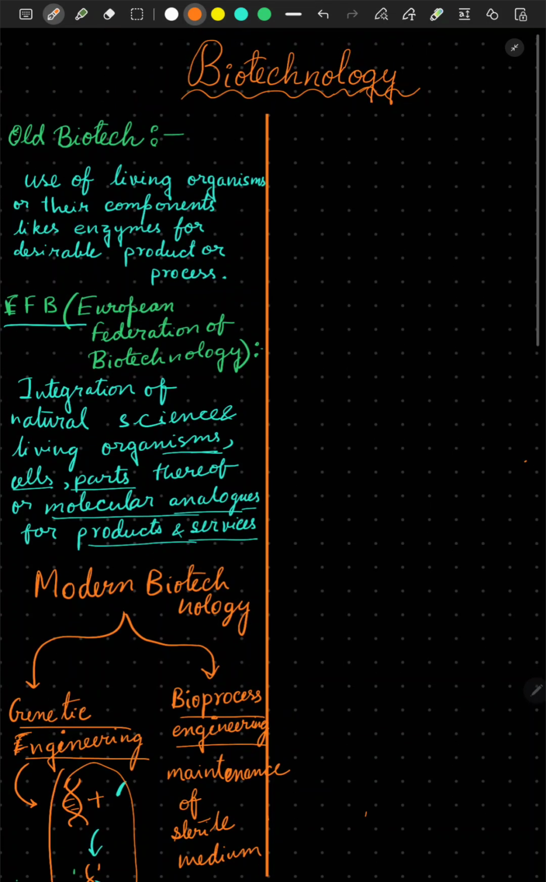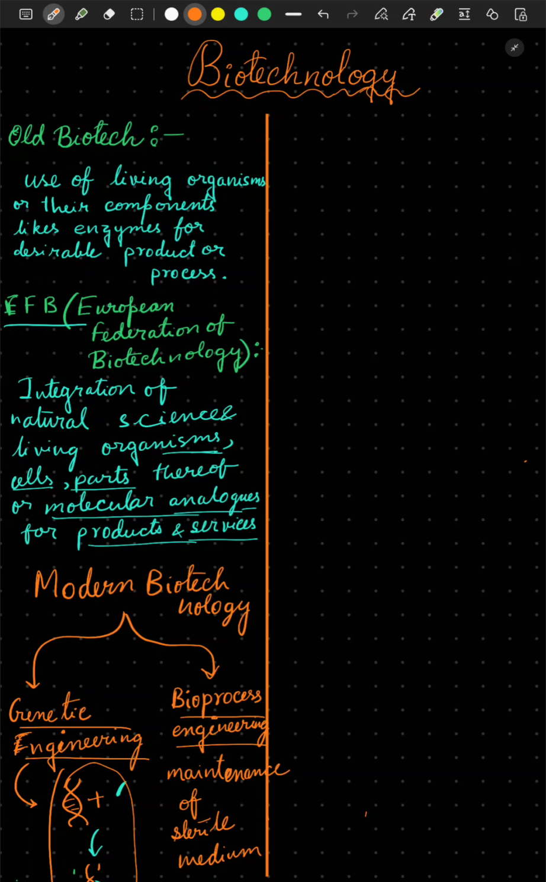I told you that we should maintain a sterile medium for genetic engineering. Why do we need it? Have you ever noticed at home when we boil some milk, sometimes the milk turns into curd or turns into cheese, I don't know what the term is. So we say the milk is spoiled.